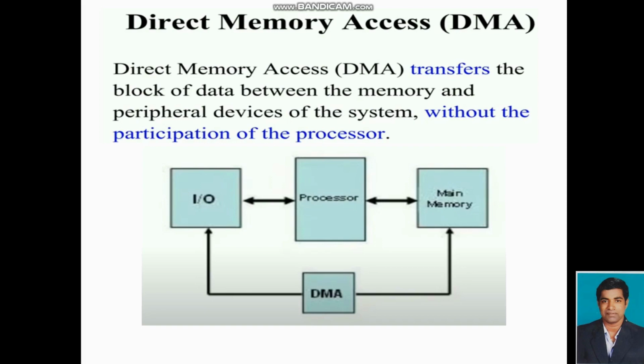Here the processor is interconnected in between the IO device and the memory. With the help of the DMA controller, this connectivity between IO device and the processor to main memory is temporarily removed in such a way that the system bus is directly connected between IO and memory. We will see the concept.